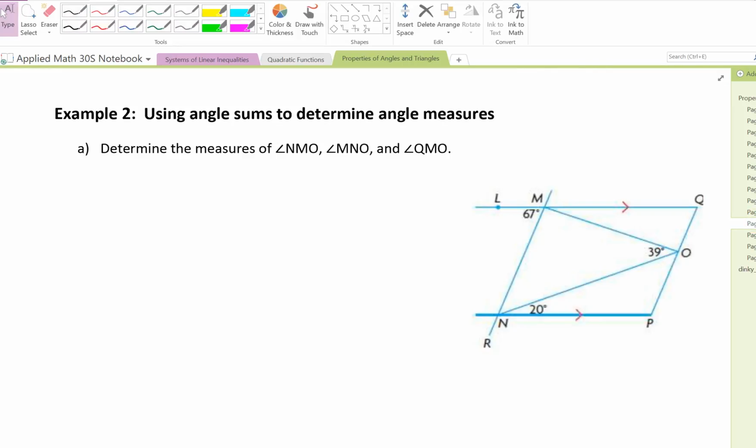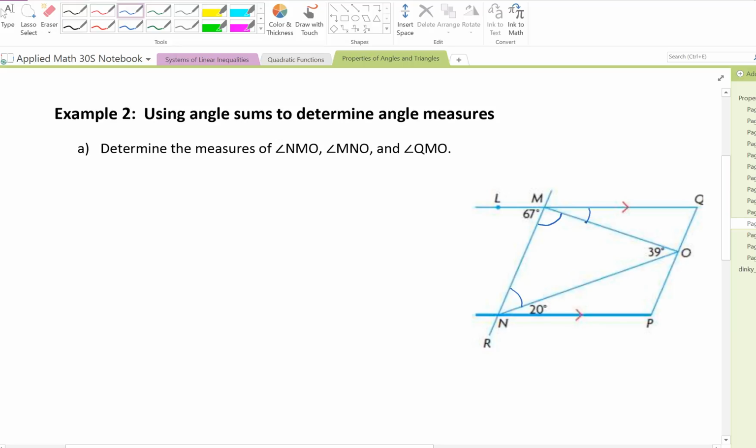In example 2, it asks us to determine the measures of angle NMO. Let's figure out where that is. NMO, that's here. Angle MNO, which is this one here. And then angle QMO, which is this one here.